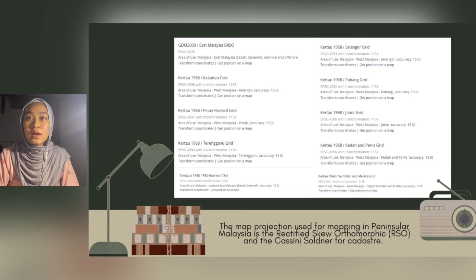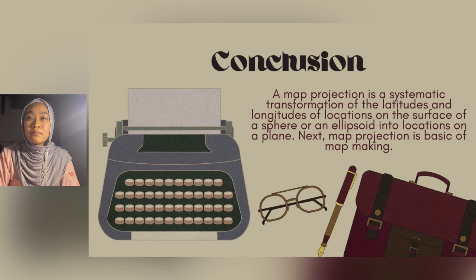So we have two map projections in Malaysia that we use. The map projections used for mapping in Peninsular Malaysia are the rectified skew orthomorphic RSO, and the Cassini-Soldner for cadastre. So the conclusion: a map projection is a systematic transformation of the latitude and longitude of locations on the surface of a sphere or an ellipsoid into locations on a plane.